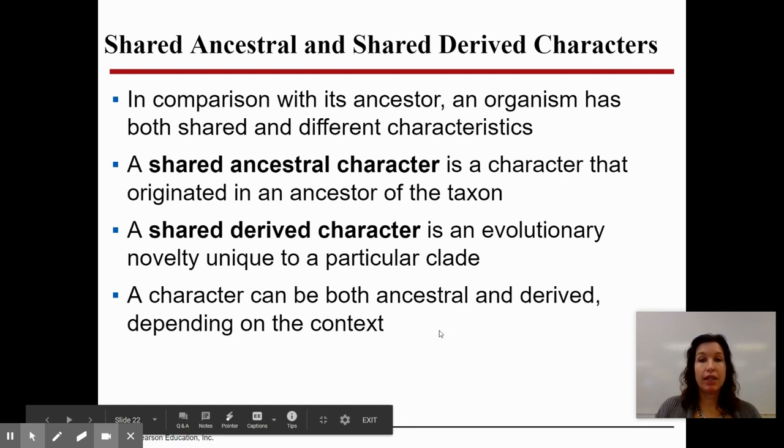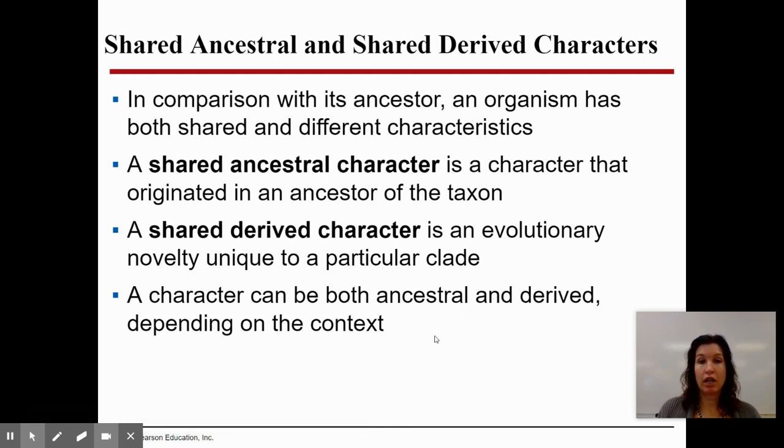So in comparison with its ancestor, an organism has both shared and derived characteristics. A shared ancestral character is a character that originated in an ancestor of the taxon, meaning everything in the tree that you're looking at has that characteristic. A shared derived character is an evolutionary novelty unique to a particular clade.